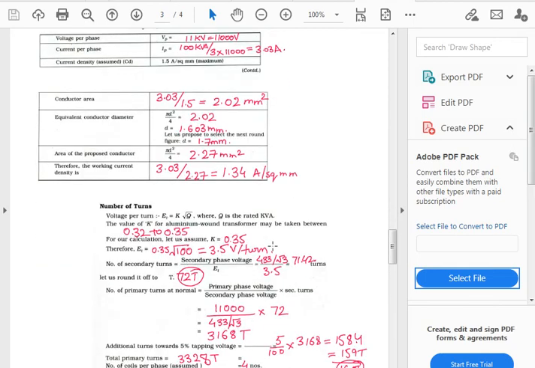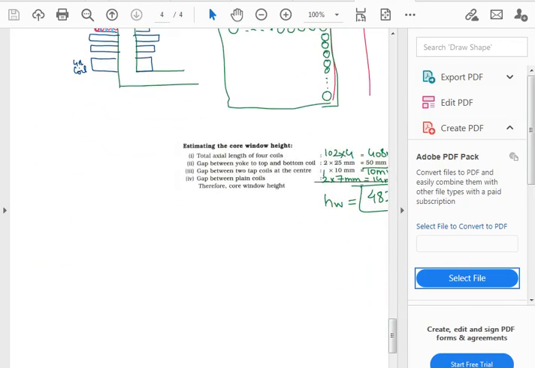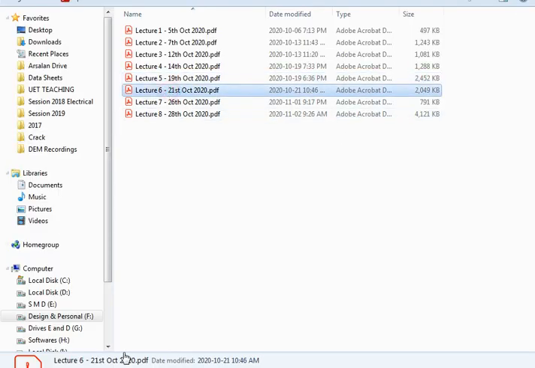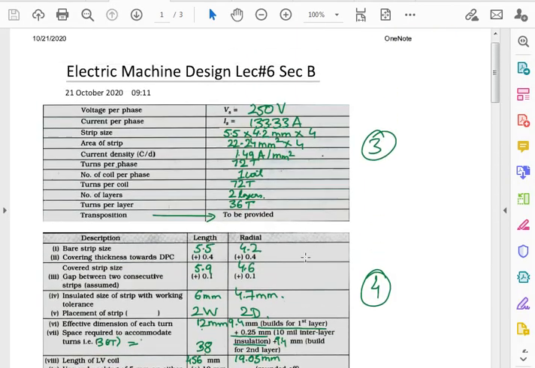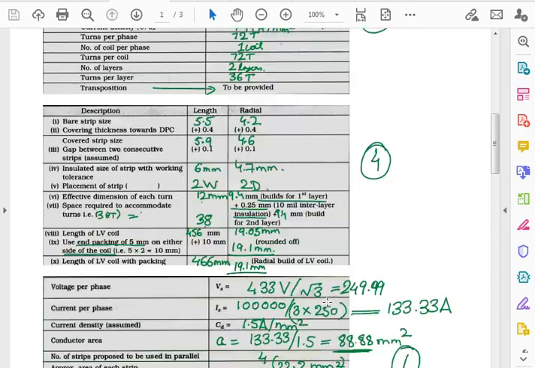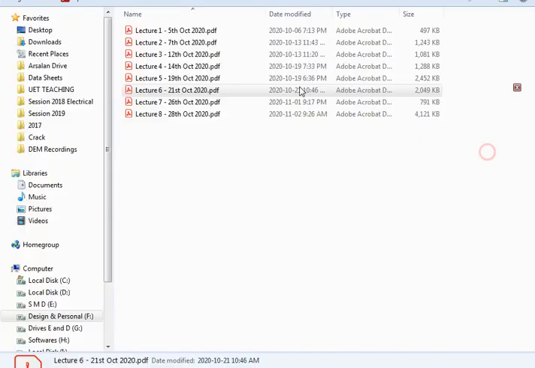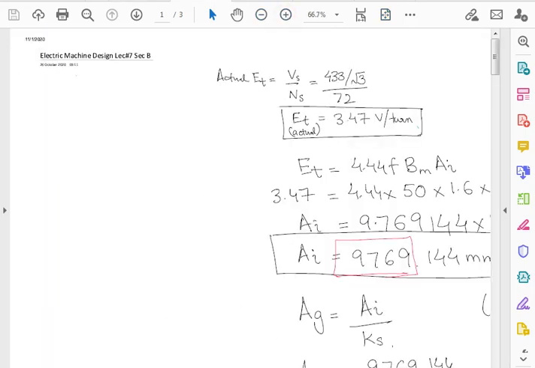Actually, we did the area calculation. Wherever we did that area calculation, we did this one. Where we calculated the area, that was in lecture number 7, if you remember.